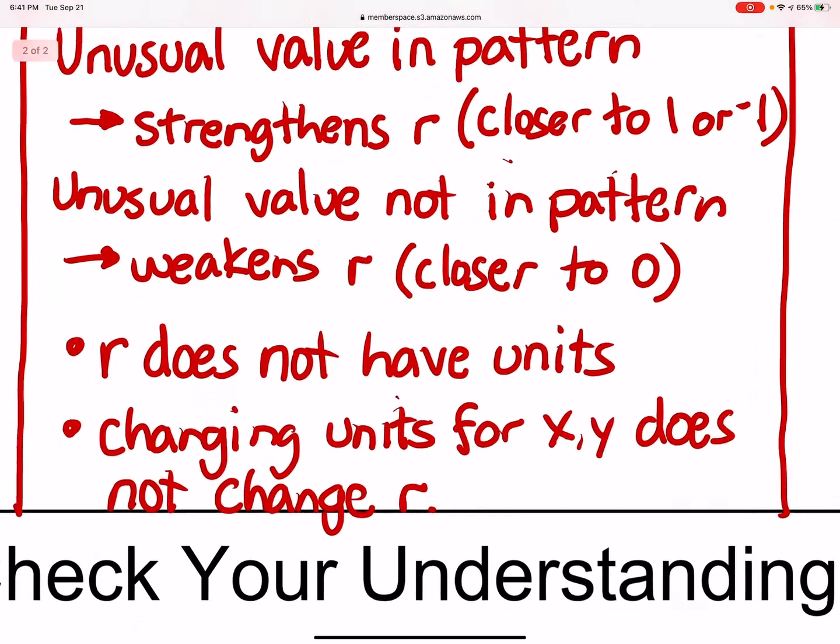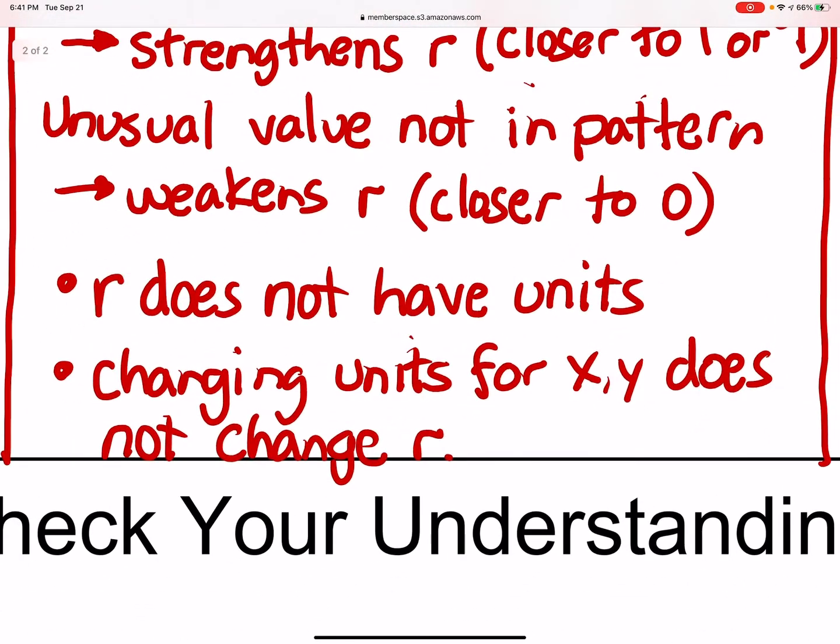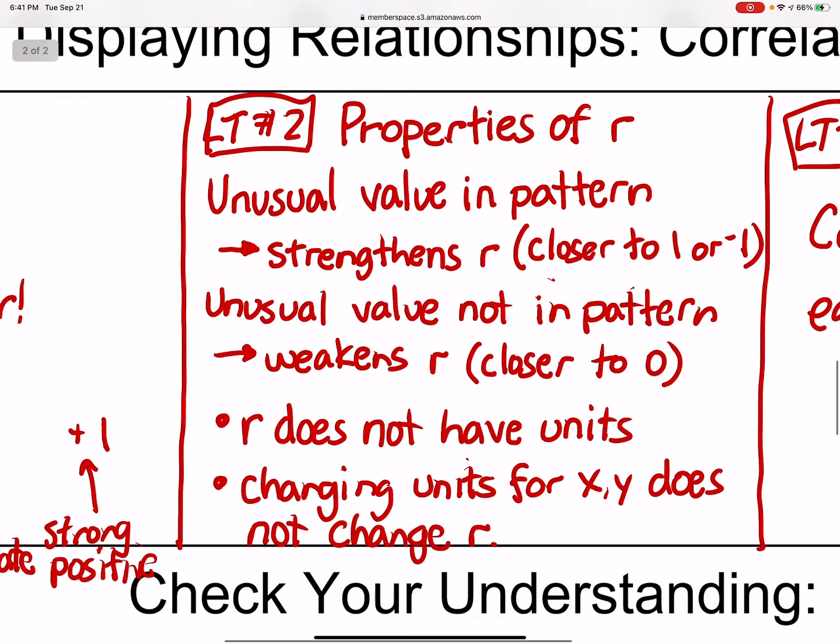We noticed that when we converted from inches to centimeters, R didn't change at all. It stayed 0.992. And so we must come to the conclusion that changing units, for either X or Y, would not change R because it doesn't have any units. Okay, so those are some things we know about R.